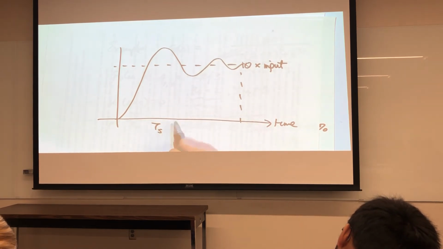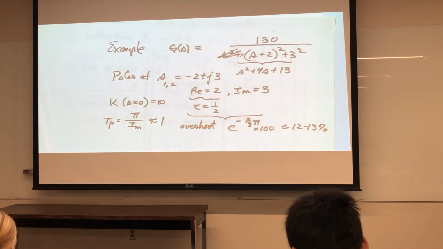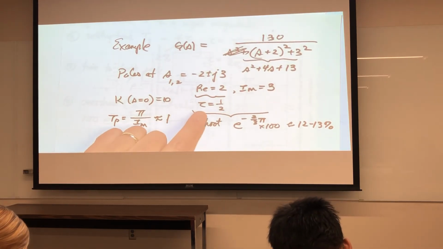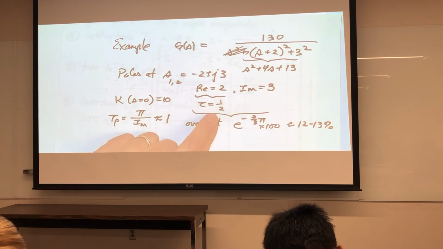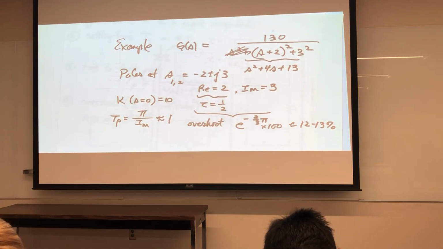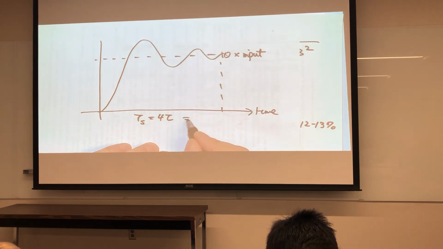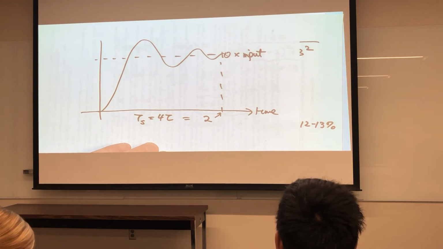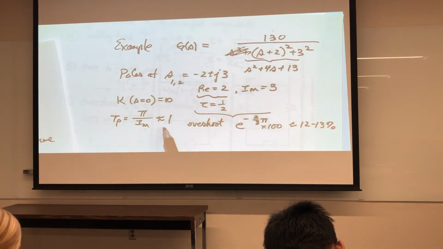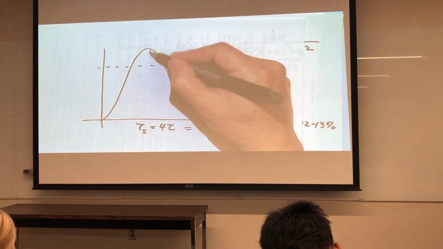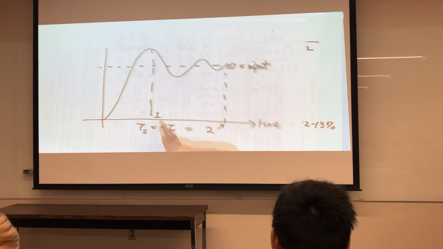TS is equal to 4 times the time constant. And we looked at our notes and said, where was the time constant? I get that from the real part. I invert the real part, it gets a half. So 4 times a half is equal to 2. Okay, so that's what this is. This is 2. Time to the first peak is approximately 1. So this is 1.